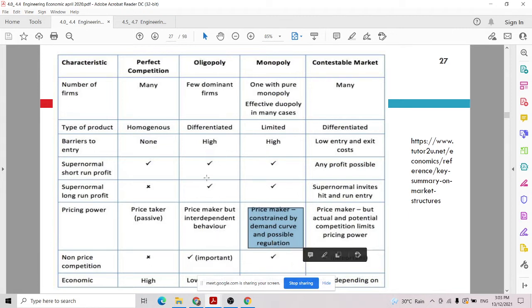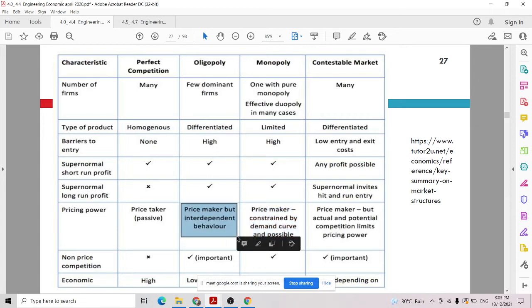And then we have oligopoly, but this depends on interdependent behavior and also interruption by government policy. So you cannot increase your price as you want. If you want to do that, you must go to perfect competition. You can either increase or decrease your price, depending on your strategy.